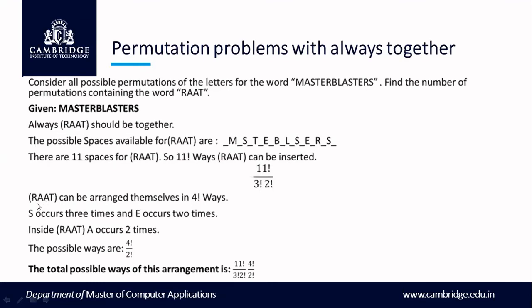But we have to take one more consideration. RAAT is clubbed together, but inside this, a rearrangement can be done. So the RAAT can be arranged themselves in 4 factorial ways. Inside RAAT, A occurs 2 times. Therefore, the possible ways for RAAT is 4 factorial divided by 2 factorial. The total possible ways of this arrangement is 11 factorial divided by 3 factorial into 2 factorial, multiplied by 4 factorial divided by 2 factorial.